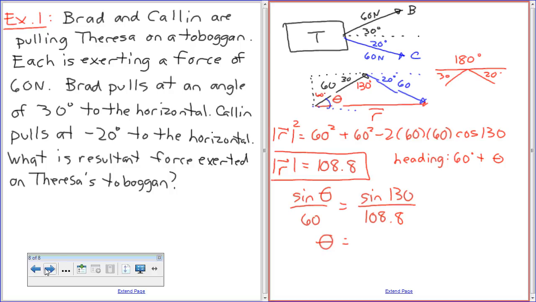Go ahead. I got 25. 25.0. Therefore, R equals 108.8 newtons. We'll say 85 degrees from vertical, right? Because horizontal is going this way, vertical is that. You can also say 5 degrees positive from horizontal.